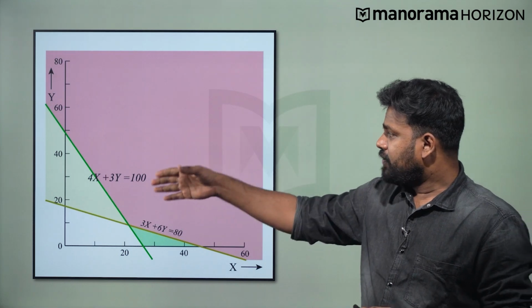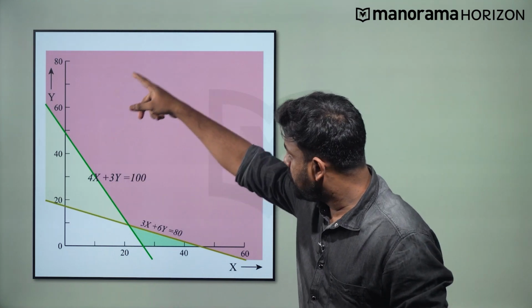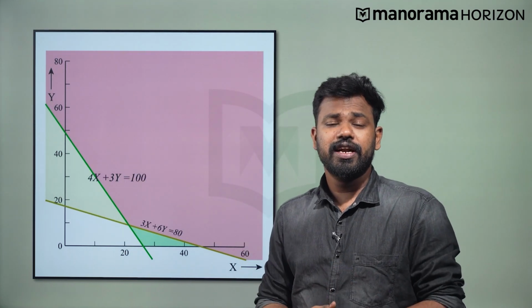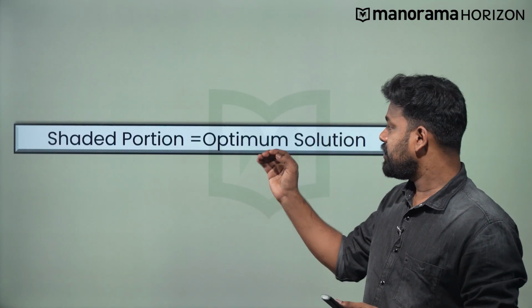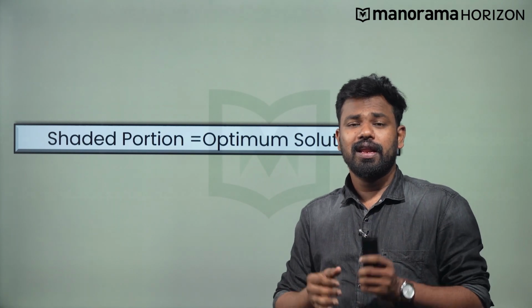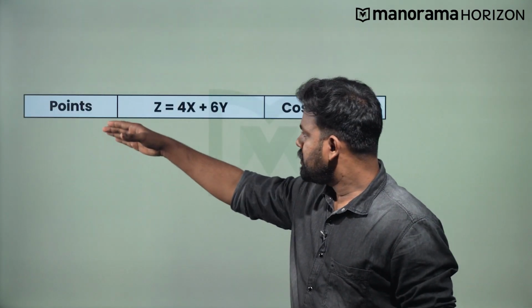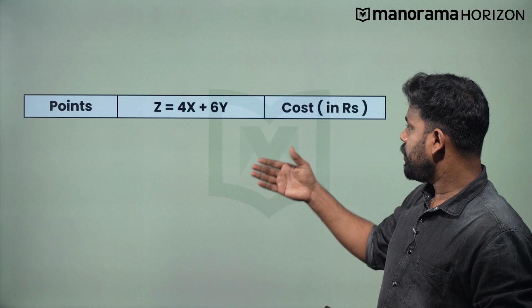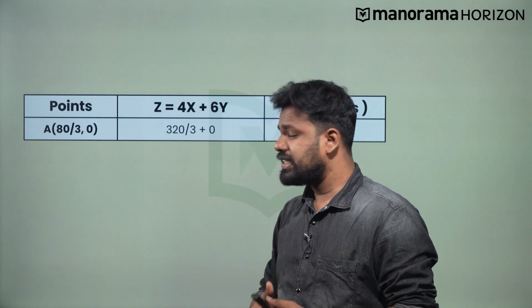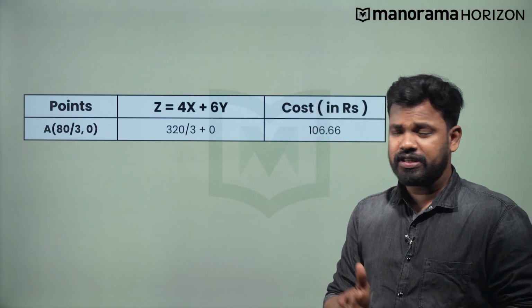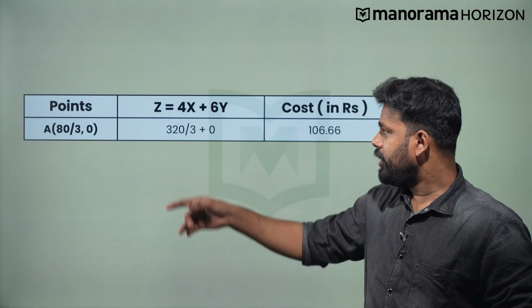Now, if I see the graphs, I have two lines and two shaded areas, right? And what is the common area to both these graphs? This purple colored area is the common, shaded area for this particular LPP. From this, we understand that the shaded portion gives us the optimum solution for a linear programming problem. Now to minimize Z equal to 4x plus 6y, the first point in the common area is A, which is 80 by 3 comma 0, as you can see in the graph. Just go to the previous slide and you can see that A, 80 by 3 comma 0, is a common point.